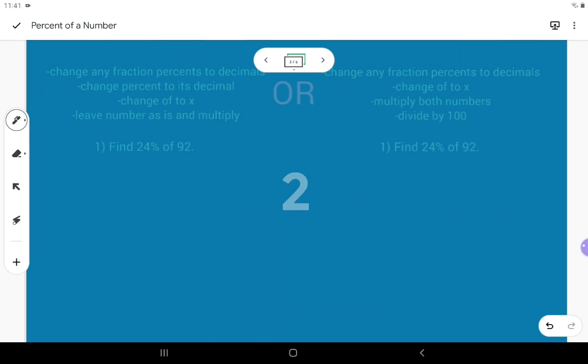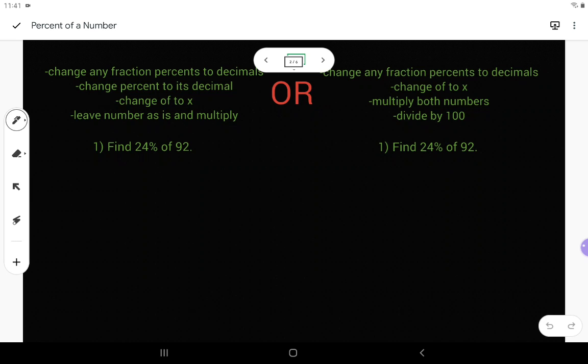So I'm going to show you two different ways, and I'm mostly going to use the one way because that's the one that I like best, but either of these two ways is fine. So I'm going to do the first way that I like best. What I'm going to do first is, if I have any fractions in my percents, I'm going to change those. I don't want to deal with any fractions. And I'm going to change my percent to its decimal equivalent.